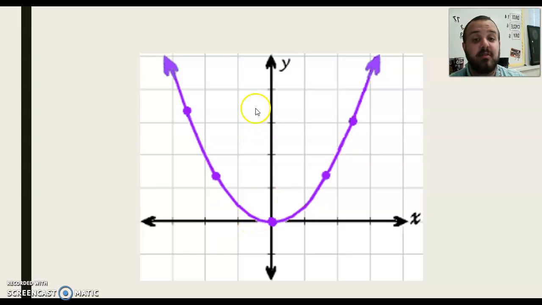And then the axis of symmetry is basically that line that you could draw where your parabola is symmetrical. Okay, where does it fold on itself? Where is it symmetrical? Okay.